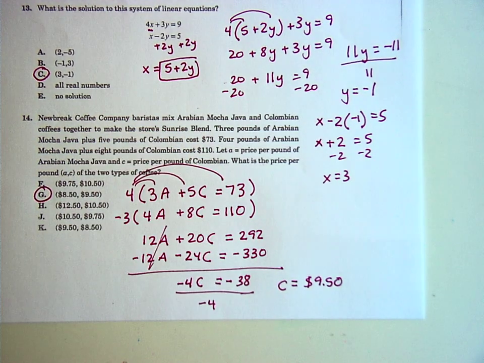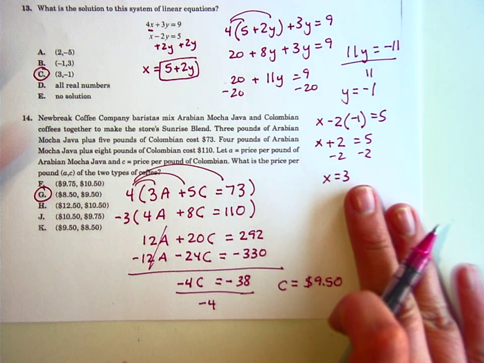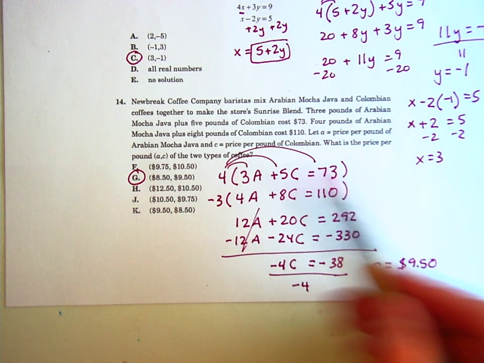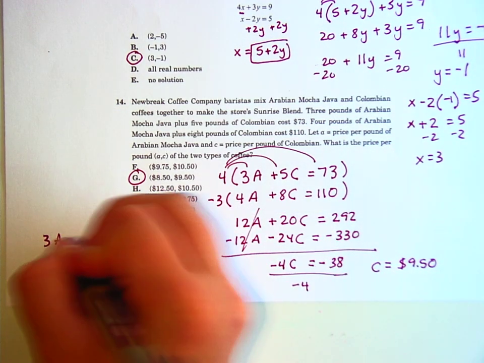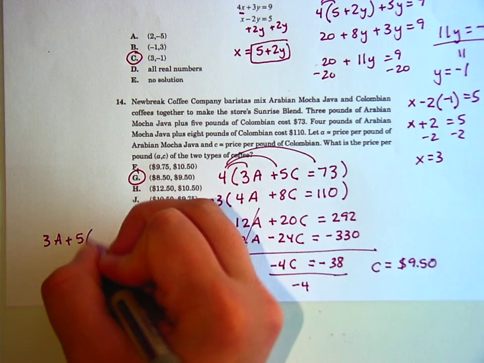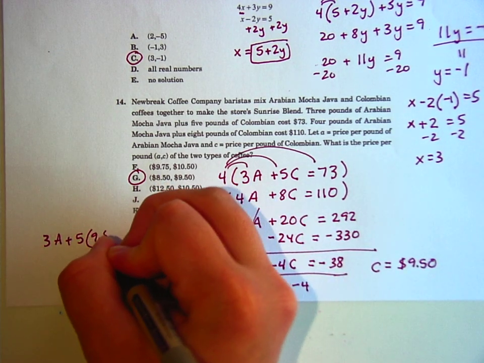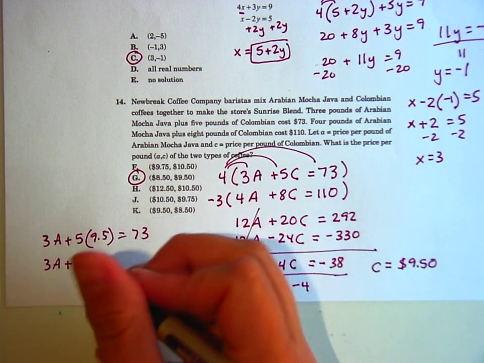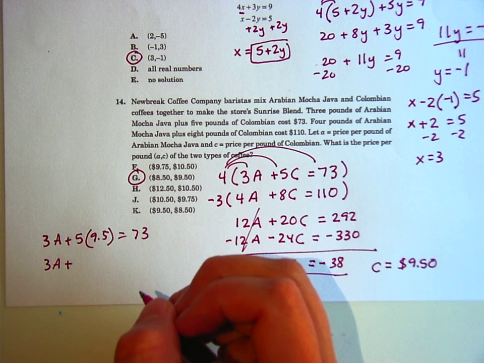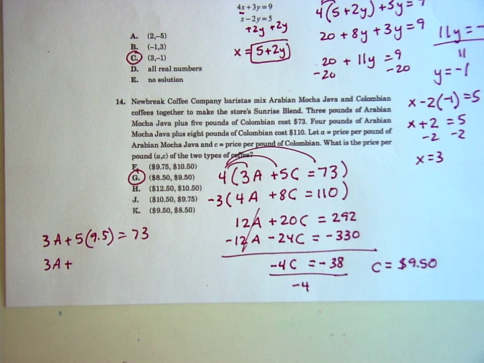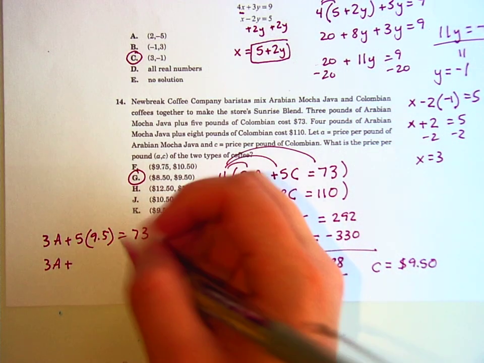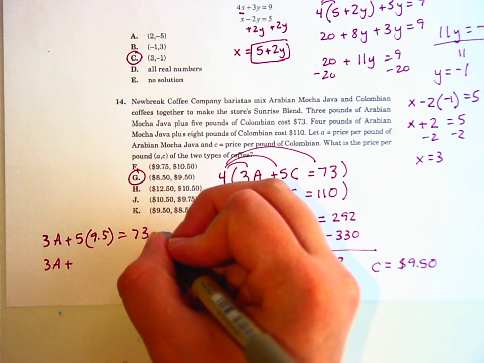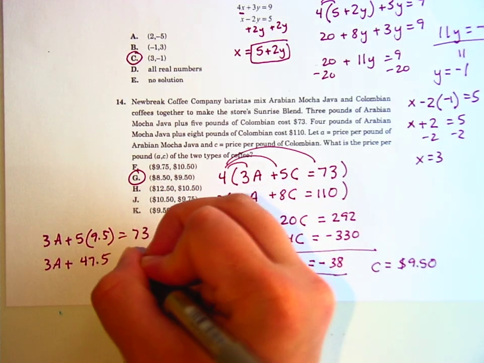Again, if this was the real ACT, I would just move on because I already know that I have it right. But just for all of us watching, let's finish it out. So if I take, doesn't matter which equation, I'll take the top one, 3a plus 5c, but instead of c, I'm going to write what I know c is, which is 9.50. And that equals 73. So 3a plus 5 times 9.5 is, that would be what, 45, 47 and a half. So 47 and a half.